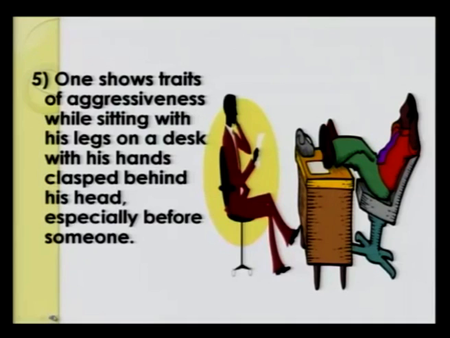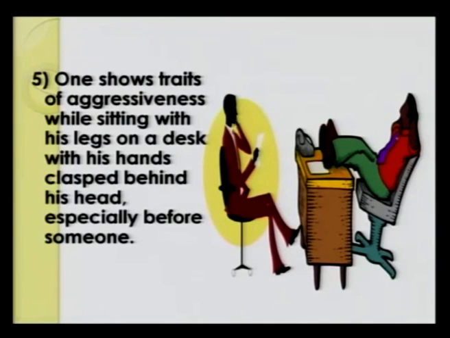The fifth question. One shows traits of aggressiveness while sitting with his legs on a desk with his hands clasped behind his head, especially before someone. I repeat, question number 5. One shows traits of aggressiveness while sitting with his legs on a desk with his hands clasped behind his head, especially before someone. If you look at the picture, it is very clear.